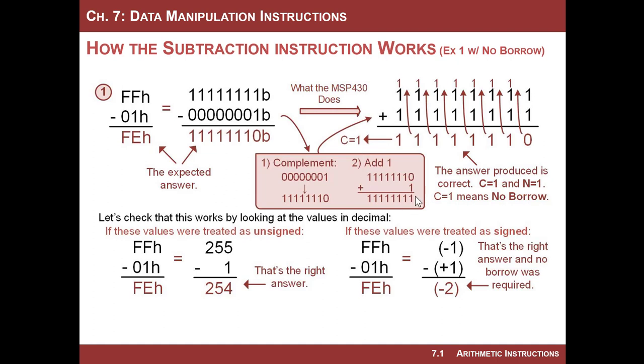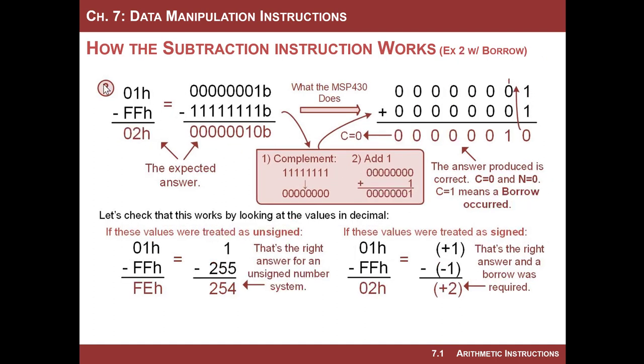Now let's look at a different case. Here's a second example. In this situation, let's subtract FF from 01. So my hex value right here is going to be 01 hex minus FF. And if I put these in binary, I get 00000001 minus all ones.